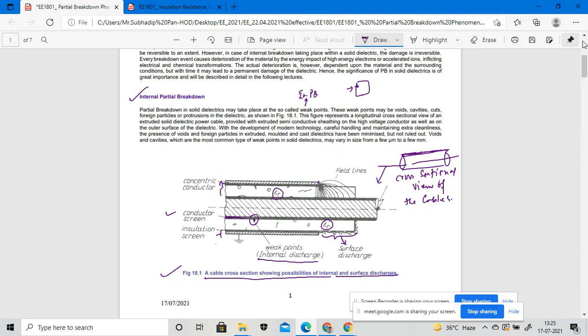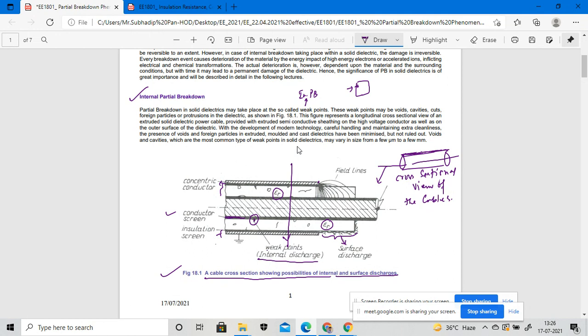Due to several kinds of wires, several kinds of cavities and several kinds of cut sections, we can say that there will be some surface discharge and there must be some internal discharge taken into consideration, right? This figure represents the cross sectional view of a solid dielectric power cable provided with a semiconducting, or we can say the high voltage conductor, as well as the outer surface. This is the cross sectional view, or the cut sectional view.